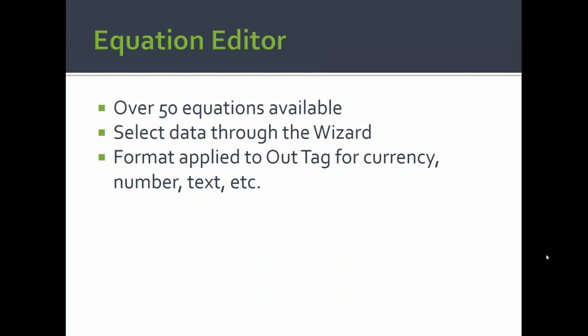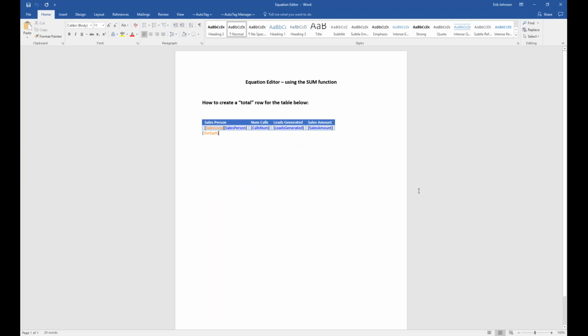So I'm going to open up the sample that I had opened a little earlier. This one, using the sum function. Here, we're going to add a sum function to create a total of the sales amount for the list of salespeople. You can see I have a sales table here. There's a for each loop, several alt tags, displaying the salesperson, the number of calls they made, the leads generated, and their sales amount. Now, before we do anything, let's take a look at our sales loop.